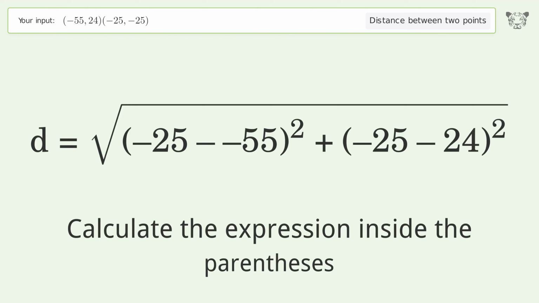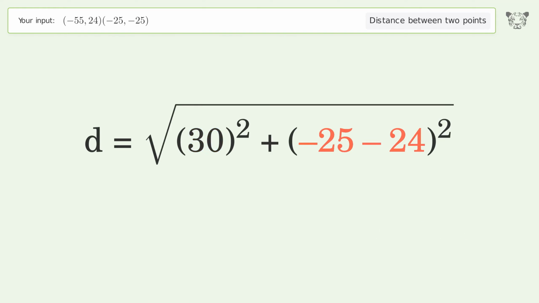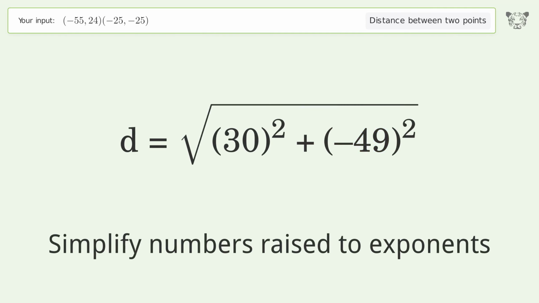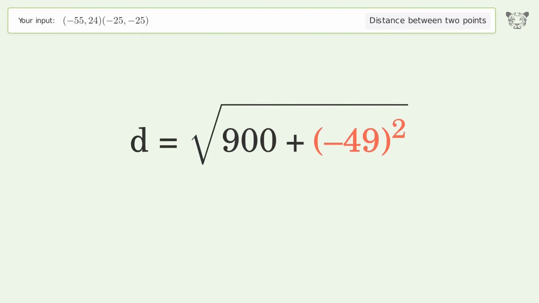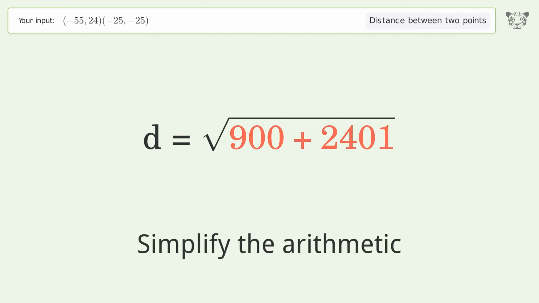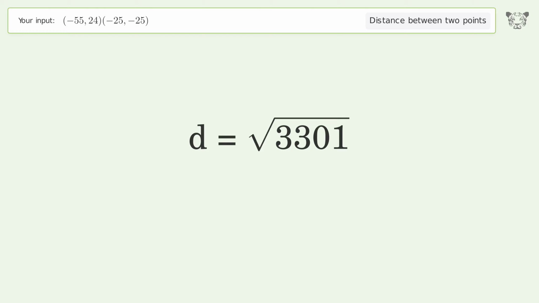Calculate the expression inside the parentheses. Simplify numbers raised to exponents. Simplify the arithmetic. And so the distance between the 2 points is the square root of 3,301, or 57.454.